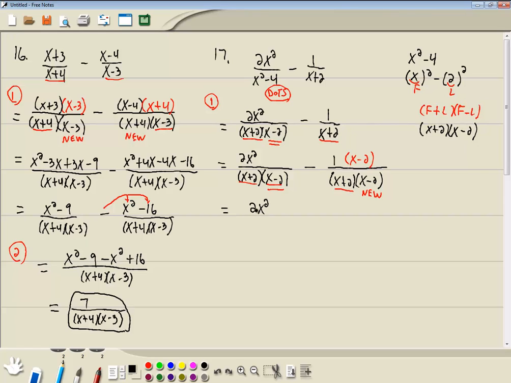So we're going to have 2x squared over x plus 2, x minus 2, minus 1 times anything doesn't change it, so that just becomes x minus 2 over x plus 2, x minus 2. Well, they have the same denominator now, so we're ready to add or subtract top parts. Remember, if you have a minus out in front of your fraction, this is going to flip the sign of everything up on top. So flip the sign of the x and of the negative 2. So we're going to have 2x squared minus x plus 2.